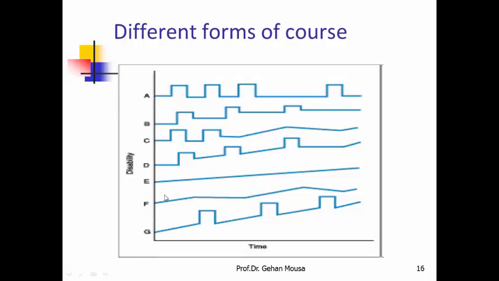This figure represents the different forms of courses that may occur in MS. Maybe along his life the patient faces three attacks, but with progressive disability. Maybe the attacks are minor. Maybe the attack occurs with a plateau. Maybe it progressively increases. Maybe the patient faces more than two or three attacks.